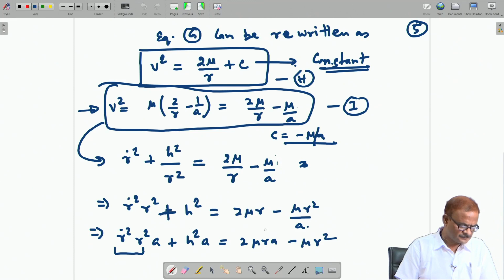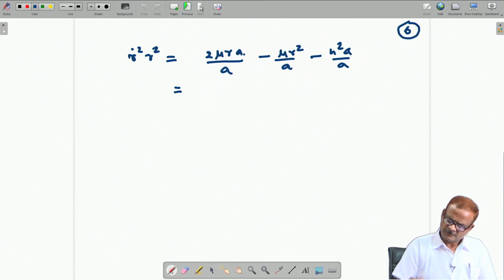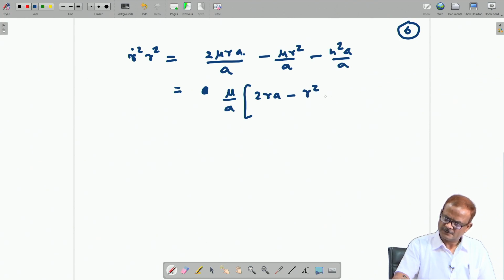This is fine. A we will take outside, and mu also we will take outside. So, mu by a as it is required in the problem. So, 2 r a minus r square, and here this is given to be mu, we are taking it outside.